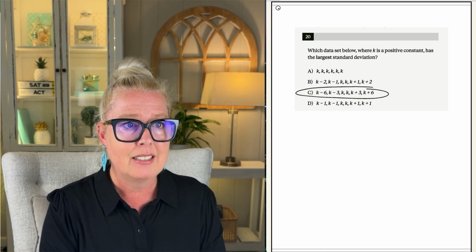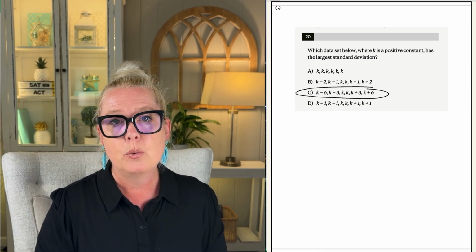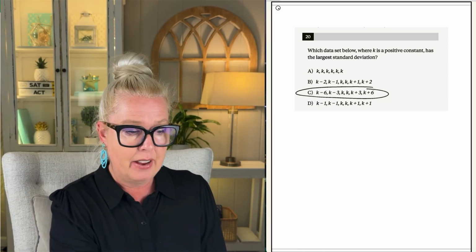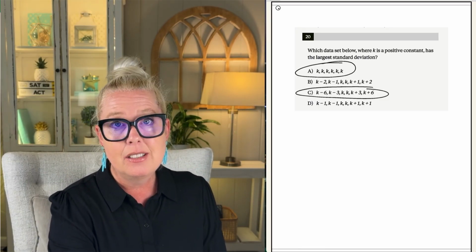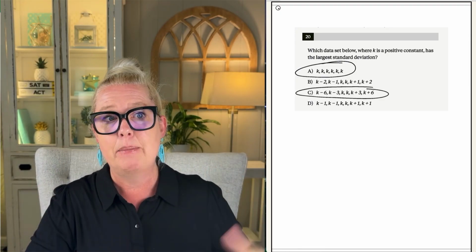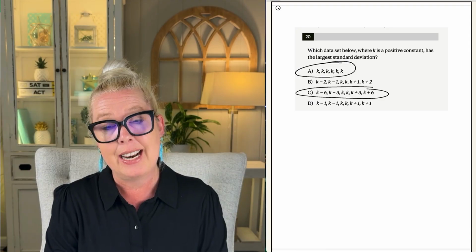Just for kicks, which one would be the smallest standard deviation, or which one is most compact with itself and not spread out? That would have to be this one. It's all the same number. That's super compact. They didn't spread out at all. They just listed the same number for every single one. So that would have been the smallest standard deviation.